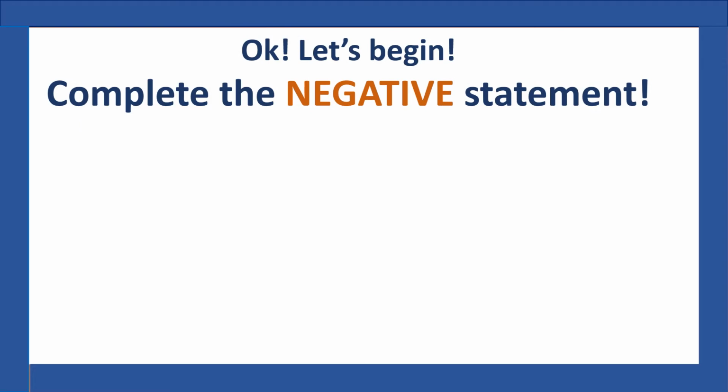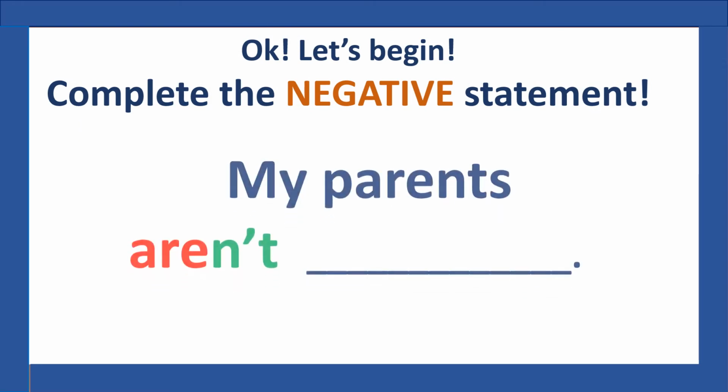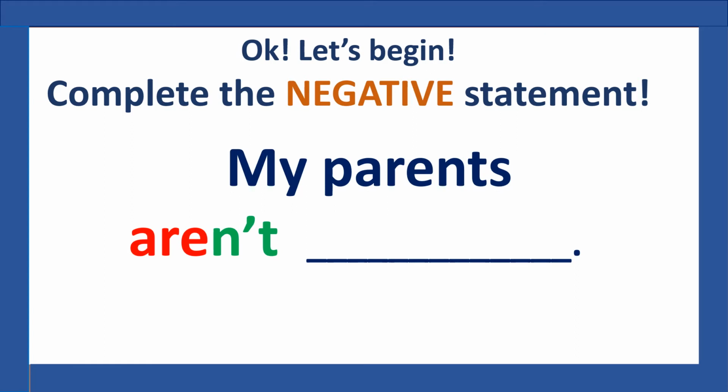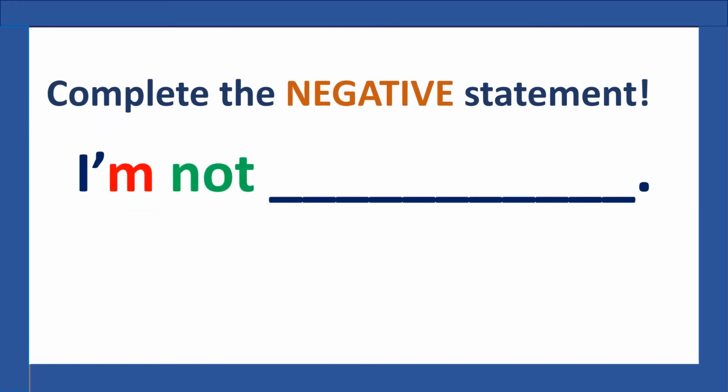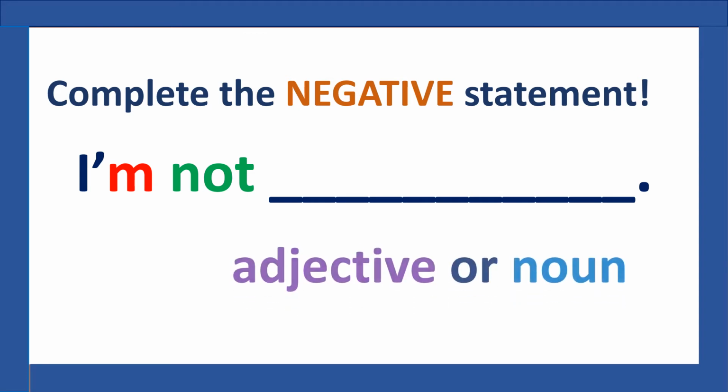Okay, let's begin. Complete the negative statement. My parents aren't. Look at the verb. The verb is the verb to be. So after the verb to be, what do we have? That's right, an adjective or noun. Complete the negative statement. I'm not. What's the verb? Verb to be. After the verb to be, what do you have? Adjective or noun.